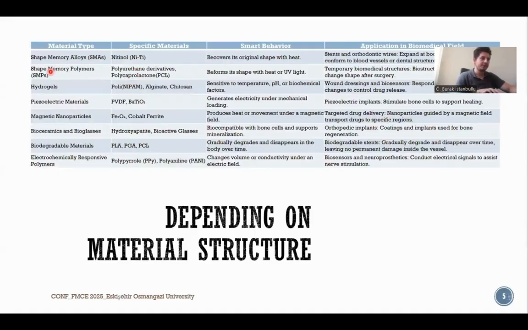The application areas of smart materials based on their material structure are summarized here. For instance, polypyrrole and polyaniline structures, which exhibit sensitivity to electrochemical change, are utilized in the design of biosensors and neuroprosthetics. Due to their ability to undergo volumetric or conductivity change under the influence of an electric field, these materials can generate electric signals capable of stimulating the nerves.